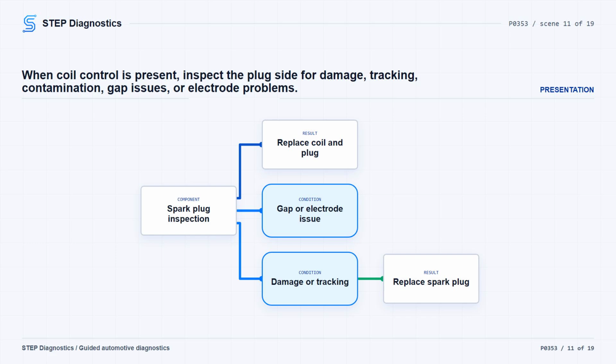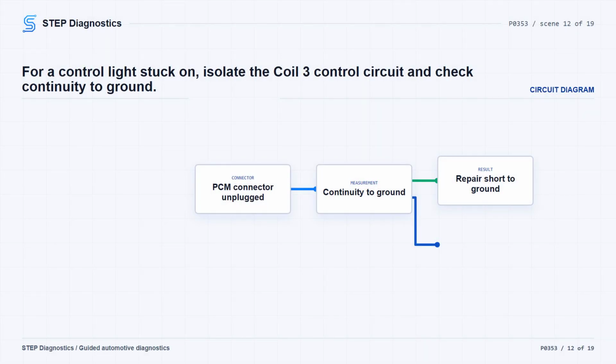If none of those spark plug conditions are present, the procedure calls for replacing the ignition coil and spark plug, then verifying the repair. If the test light was on constantly while cranking, isolate the coil 3 control circuit and check for a short to ground.